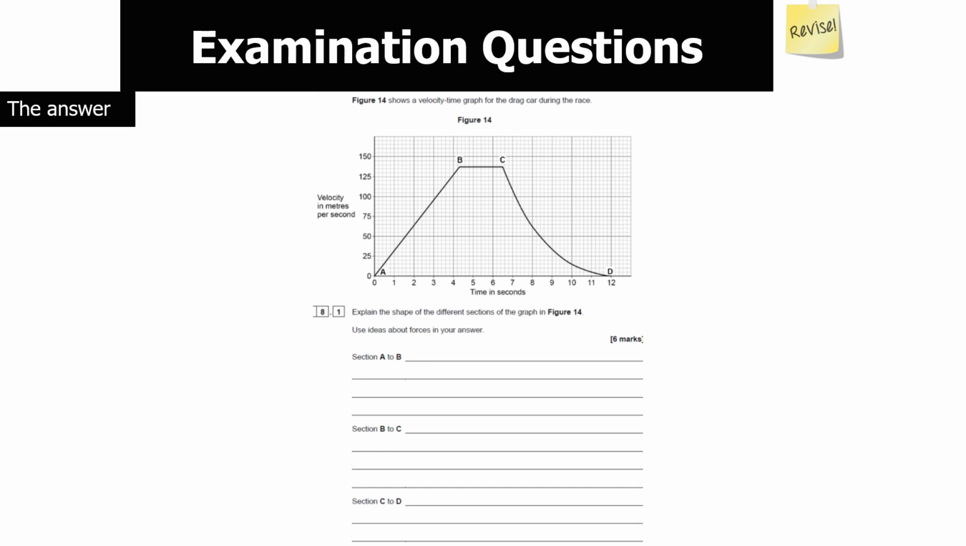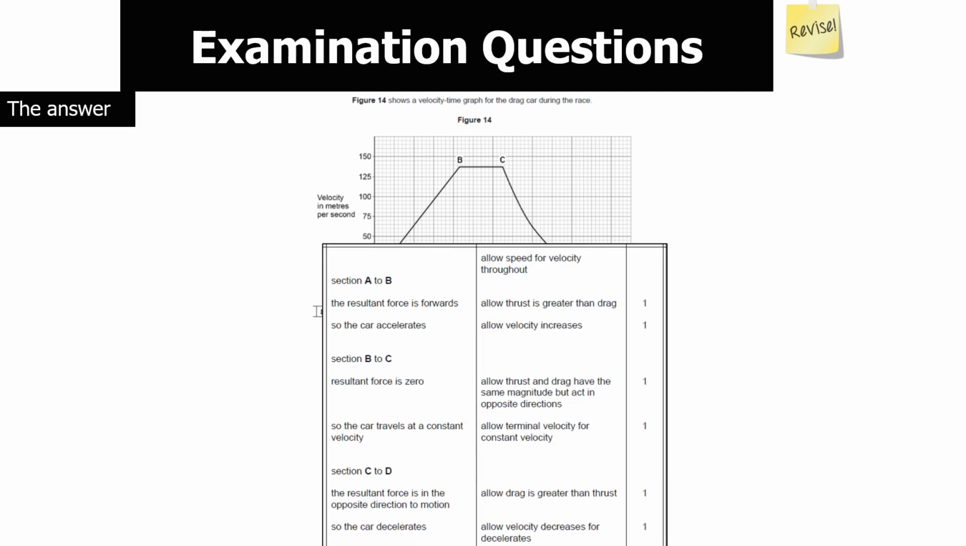Right, so how do you answer this question? Well, it's important you understand what the different parts of a velocity time graph show and how that motion links to forces. So you'll notice in section A to B, you can see that it's going to be accelerating because you've got a constant line going upwards. So therefore, you've got a resultant force going forwards. You'll notice at B to C, it stays at the same velocity because it's a flat line. So that tells you that it is not accelerating. So therefore, the resultant force must be zero, because the resultant force causes acceleration.